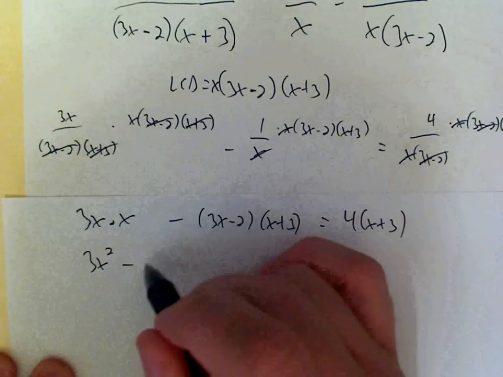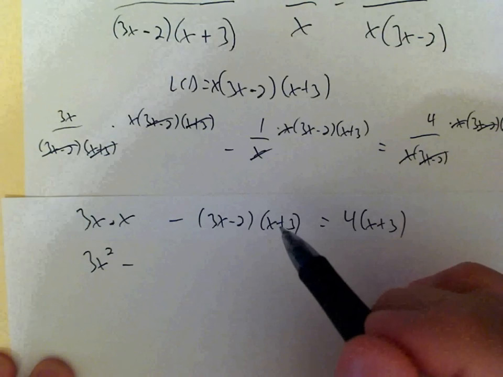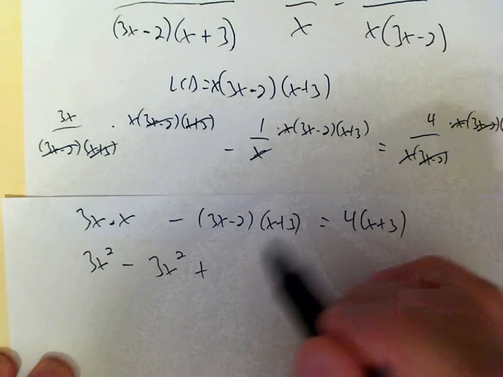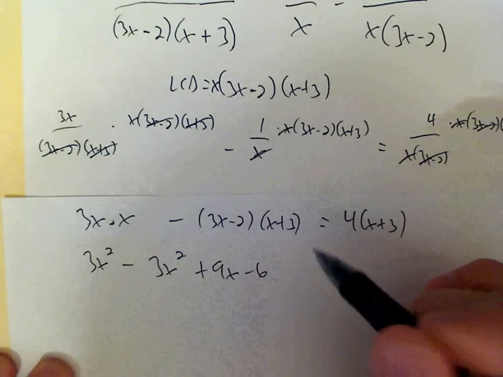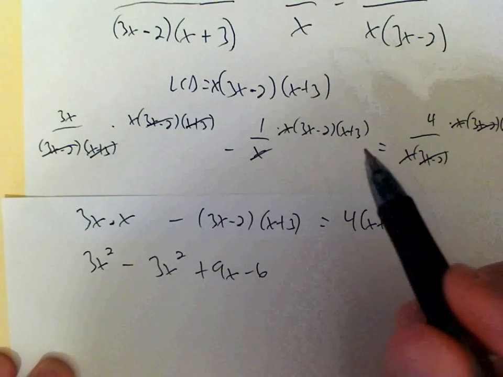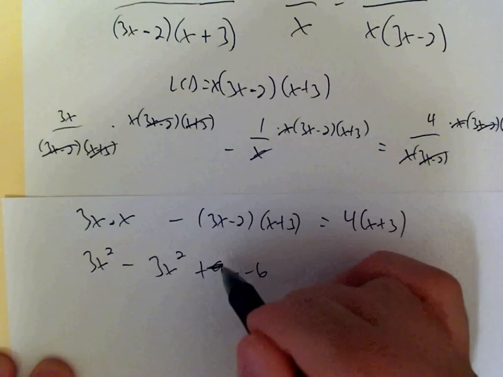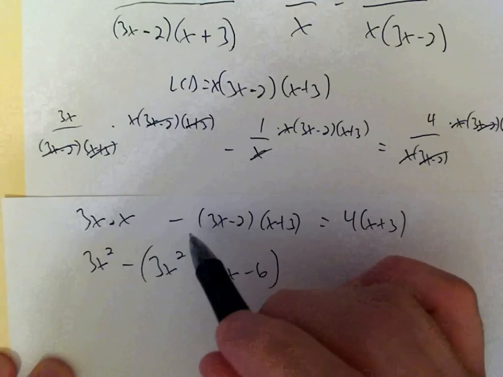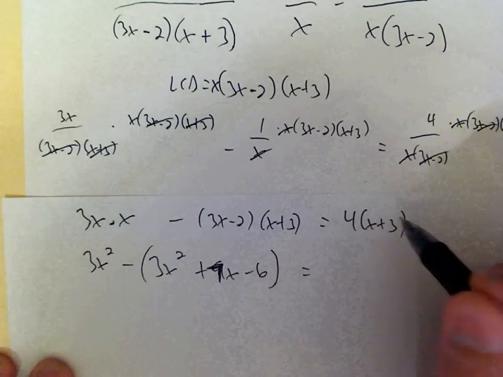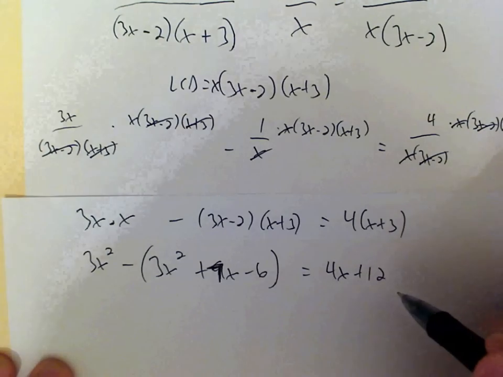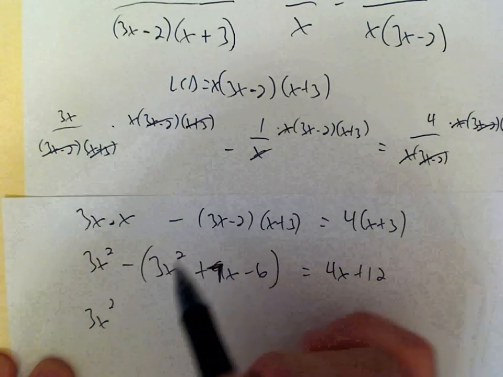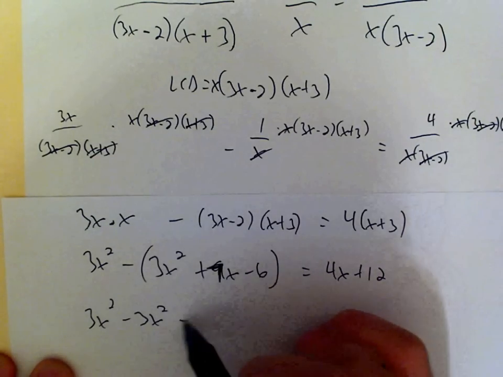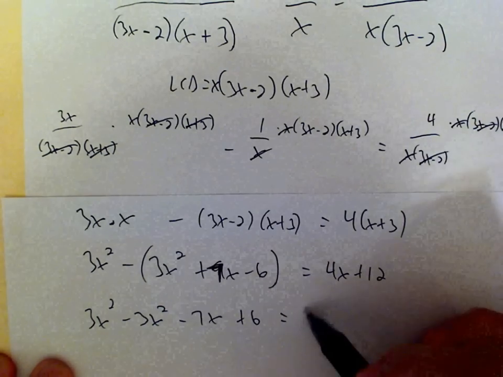I'm going to do some little shortcuts here, combine a couple steps, and I get 3x squared plus 9x minus 6. By the way, that's not 9x, it should be 7x when you finally work it all out. I'm going to put that in parentheses because I want to make sure the minus sign is in front of the whole thing. Equals 4x plus 12 is what I get when I distribute. Let's continue with the distributing. I distribute the minus sign throughout the parentheses. I get minus 3x squared minus 7x plus 6 equals 4x plus 12.